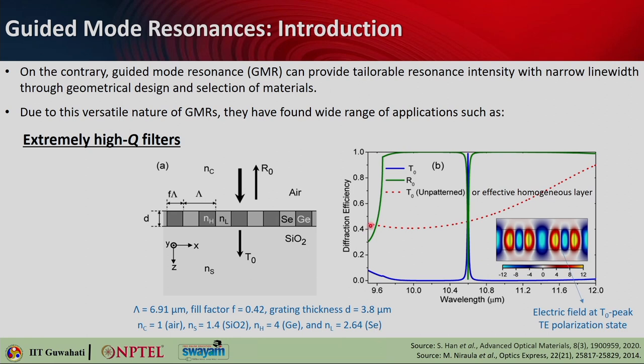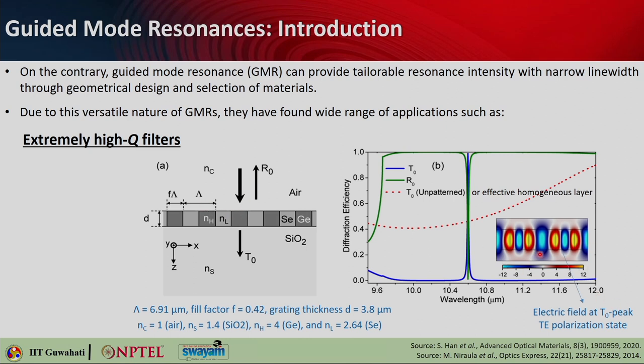With that, when you see the diffraction efficiency over the wavelength, this gives the spectrum. The blue one tells you the transmission peak. It is a very narrow peak, as you can see. And it is also giving a reflection dip. So, only one particular wavelength is able to escape and all the remaining are reflected.